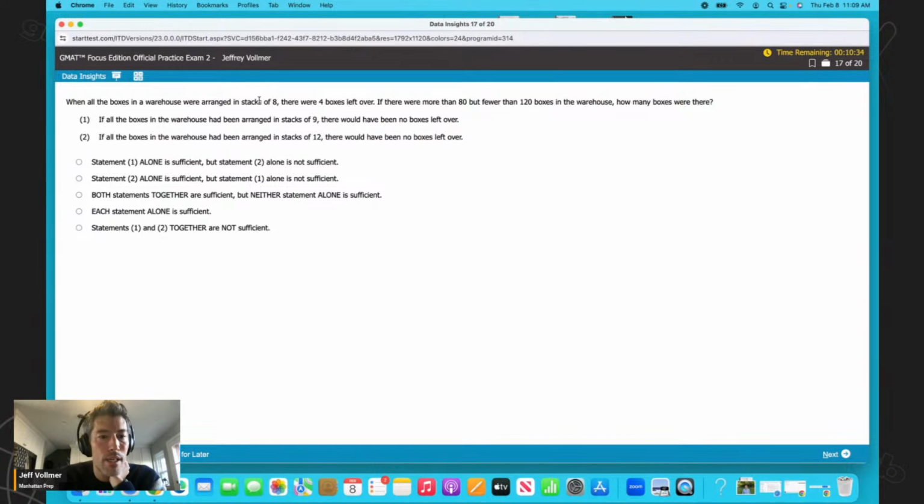Oh, when all the boxes in the warehouse, another DS problem. Arranged in stacks of 8, there were 4 boxes left over. All right, pause there. If there were no boxes left over, you'd have a multiple of 8 boxes. There are 4 left over, which means you have 4 more than a multiple of 8. 4 more than a multiple of 8 is a multiple of 4, but it's not an extra special multiple of 4. There are more than 80, but fewer than 120. How many boxes were there?